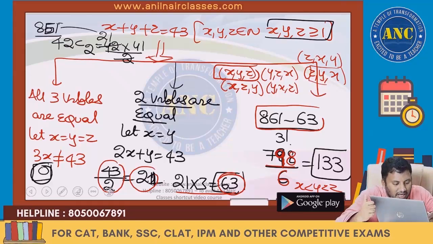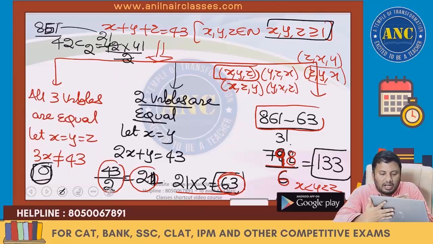All three variables equal, two variables equal. What is this third condition? No variables are equal.